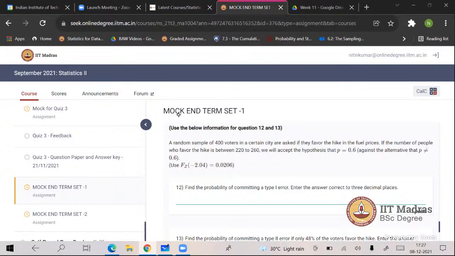Sir, should we keep the proportion as Bernoulli itself, or should we use it as binomial? A sum of Bernoulli is binomial. Ultimately, you have to approximate it using normal distribution. So the xi's are your Bernoulli p. The sum of random variables you can approximate using normal distribution. Okay, sir.